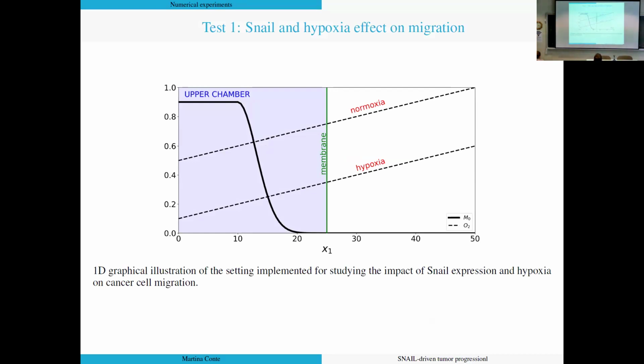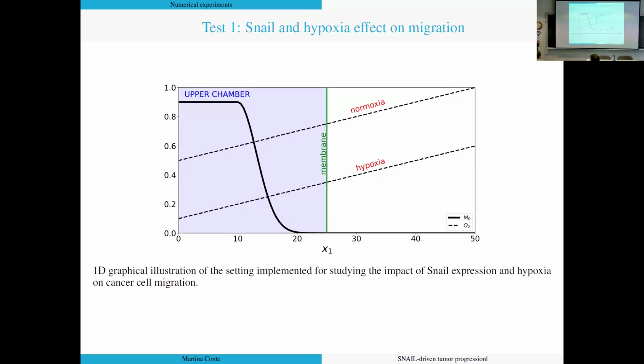The experimental setting is basically made up of two different chambers. I think that some of you at least are familiar with it. We have two chambers. Cells are located in the upper chamber. There is a membrane between, and they are allowed to cross the membrane following a certain gradient of nutrients. And what the experimentalists evaluated is, at a fixed time, how many cells cross the membrane in different conditions.